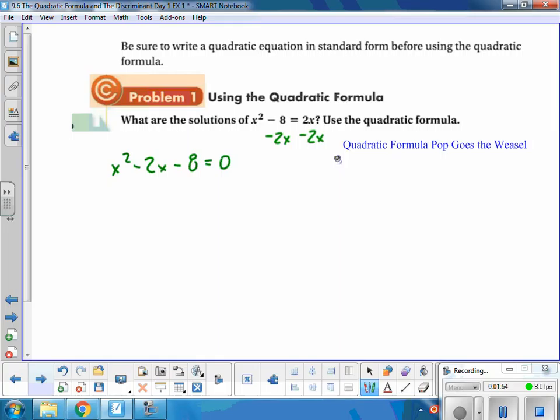And then I want to use the quadratic formula, but I don't remember it because it's such a beefy formula. So I just remember, what did my neighbor's cat say?